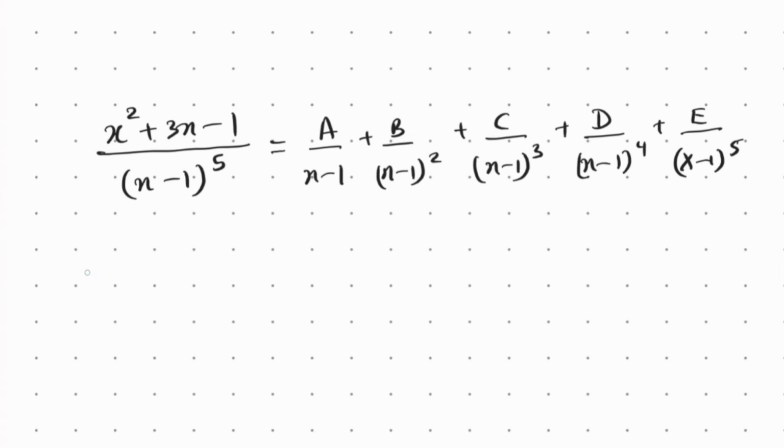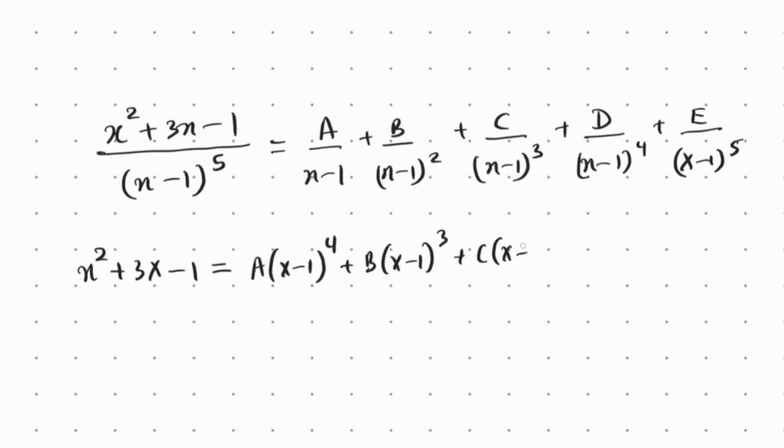Then you will end up getting something like this: x squared + 3x - 1 equals, this one will become a times (x - 1) to the power 4, because one of the (x - 1)s cancels, and then here 2 of them would cancel, here 3 of them would cancel, here only 1 of them would cancel, 4 of them would cancel, and the last term would just be e.